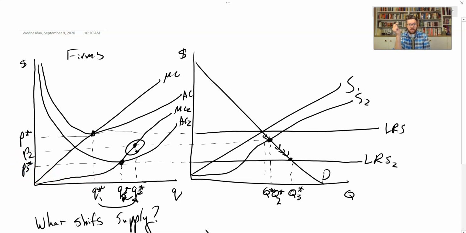So this is the kind of stuff that these models are really good for, analyzing how a market responds in both the short run and the long run to all sorts of shocks, to things that affect the consumers and things that affect the firms. Okay? We'll do an example in the next one.